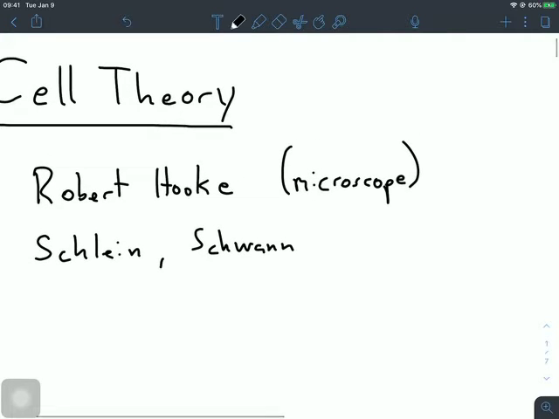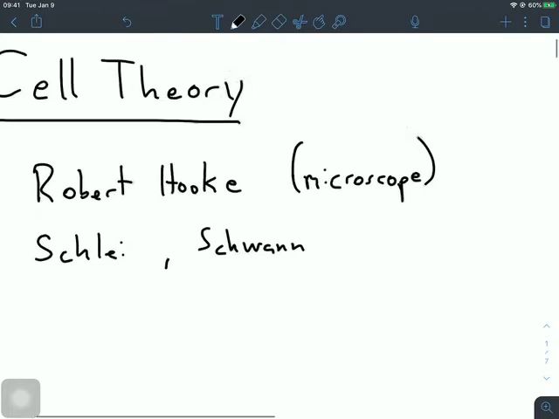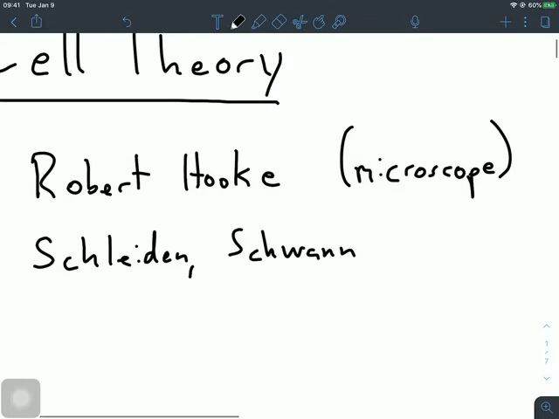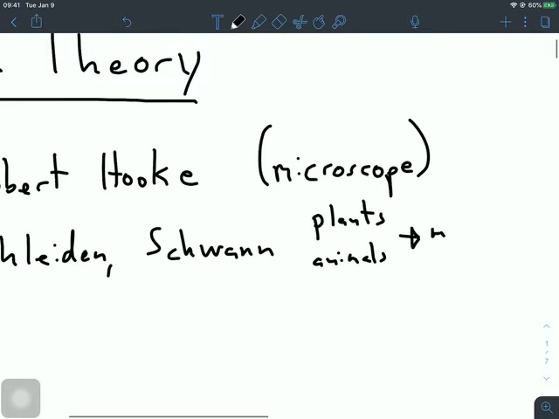So, Schleiden, make sure we're spelling that correctly as well. Schleiden and Schwann were the two scientists who took the microscope and showed that both plants and animals were both made of cells.